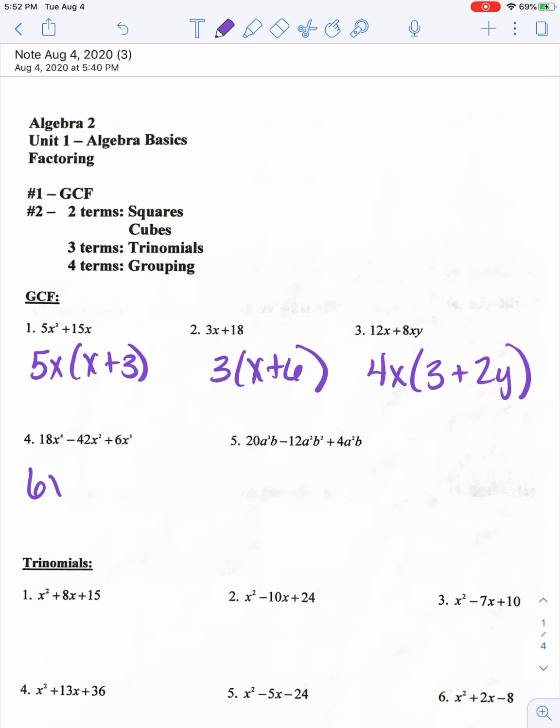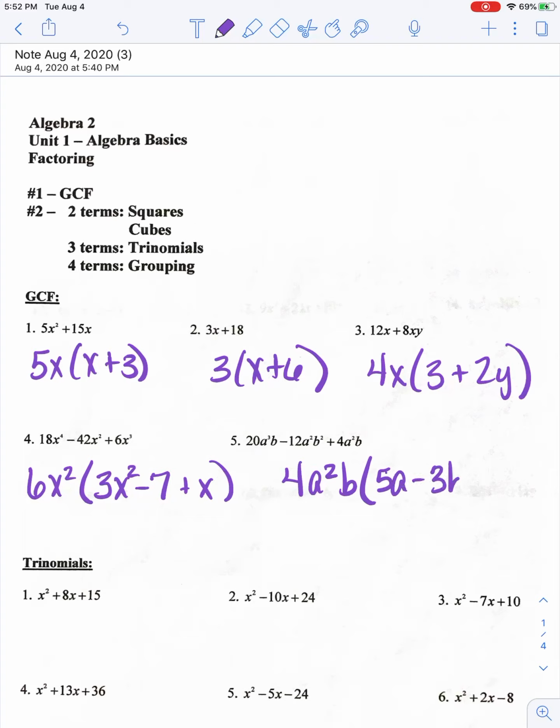Let's see, 6 and x squared. First term would be 3x squared, minus 7 with no x's, plus an x. And then this one, 4a squared and a b. First term is 5 and an a. 3 and a b, and nothing, so then I put a 1 there. That way when I distribute this back, I still get that term.